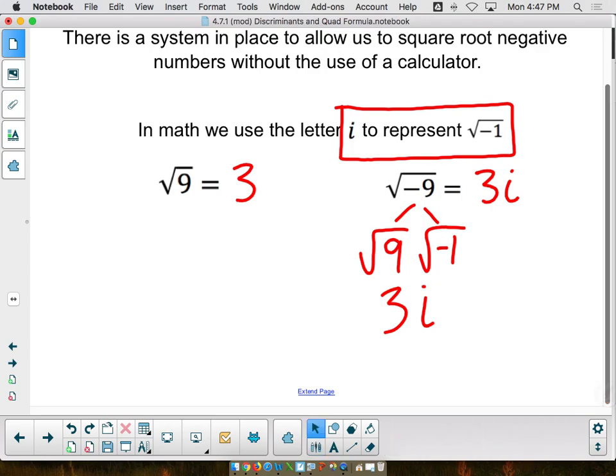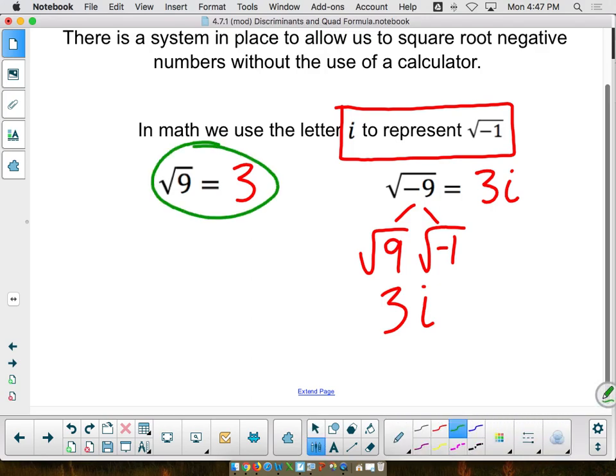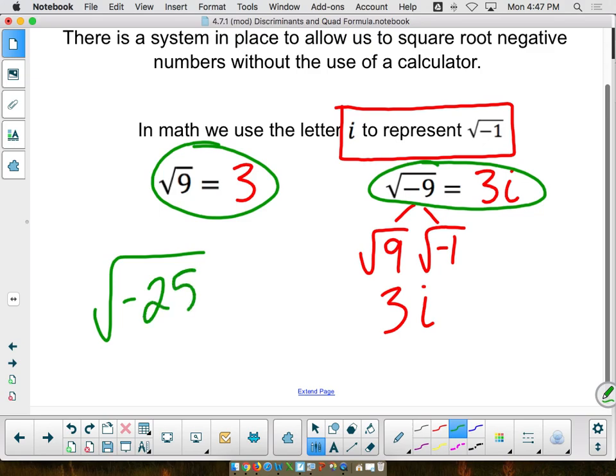You'll notice that it's basically the same as this. The only difference is that the negative that was with the 9 results in us putting an i with the square root. So just like the square root of -25, we would call 5i.